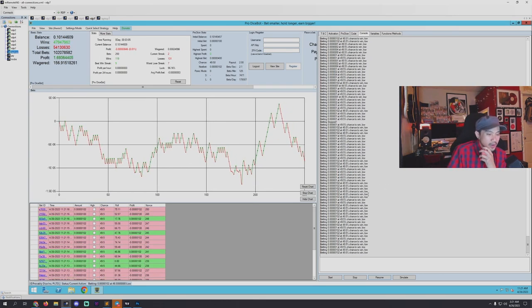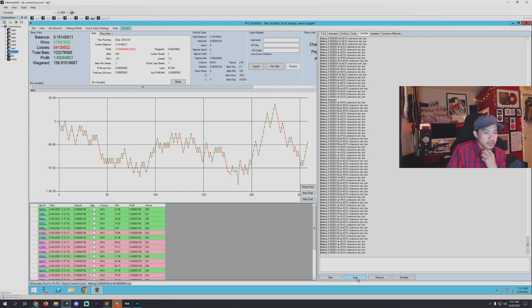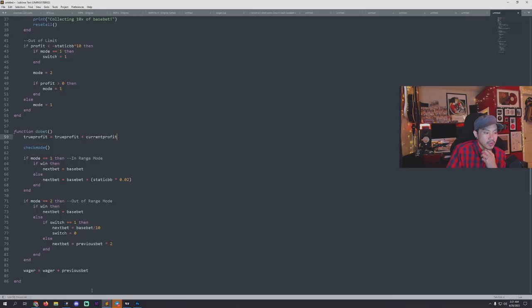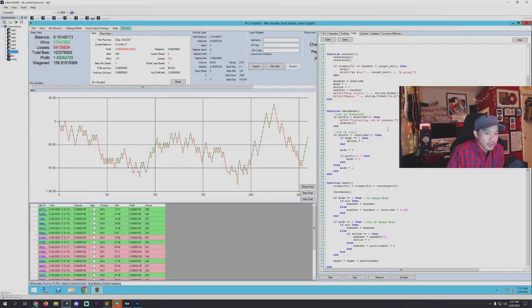So my thing is, why is it only betting at 102? Why is it betting at only 102? It doesn't go to 104. If mode 1, if lose, the next bet is going to be base bet plus the static bet times previous bet, dude. It's got to be previous bet plus the static bet times 2%. Okay. So that's where we're at.